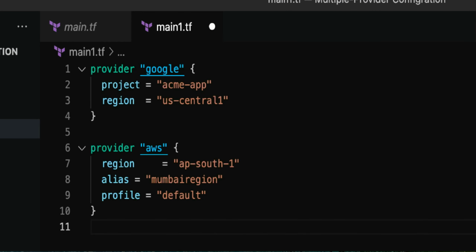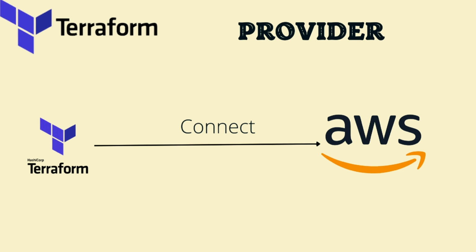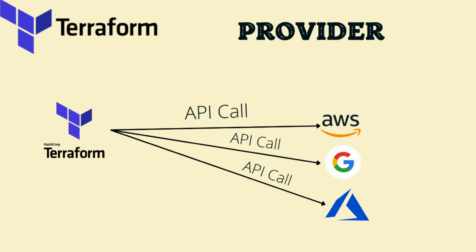Now, what exactly is the Terraform provider? If we go with the official definition, it says providers allow Terraform to interact with cloud providers, SaaS providers, and other APIs. What exactly does this mean? Let's suppose you need to connect to a cloud provider. How are you going to connect? It could be any cloud provider: Google, Azure, Alibaba, or AWS.